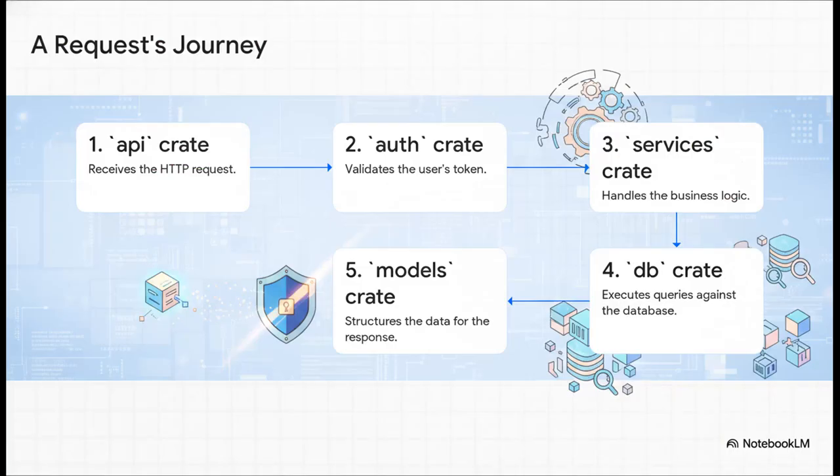Okay, let's follow a single request as it flies through our system. It comes in and hits the API crate. API immediately calls the auth crate to check the user's token. Once that's cleared, it passes control to the services crate to do the real work, the business logic. Services then uses the DB crate to get data from the database, and that data gets shaped into our shared models before being sent all the way back. It's like a perfectly choreographed relay race. Each crate does its one job and then passes it on. Clean handoffs every single time.